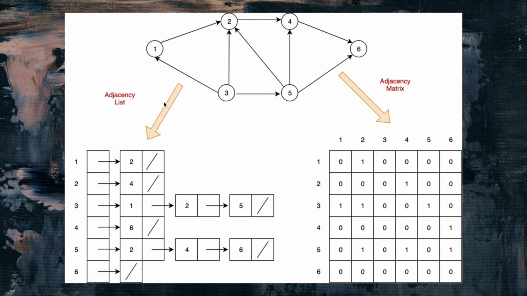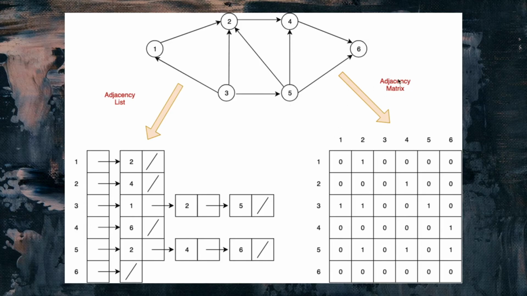So the adjacency list takes an arbitrary vertex, so vertex 1, and it describes where I can go from this vertex, the neighbors that it has. So from 1, I can go to 2. Okay, so that is shown here. If we go to 5, from 5, I can go to 2, I can go to 4, or I can go to 6. So that is perfectly shown there.